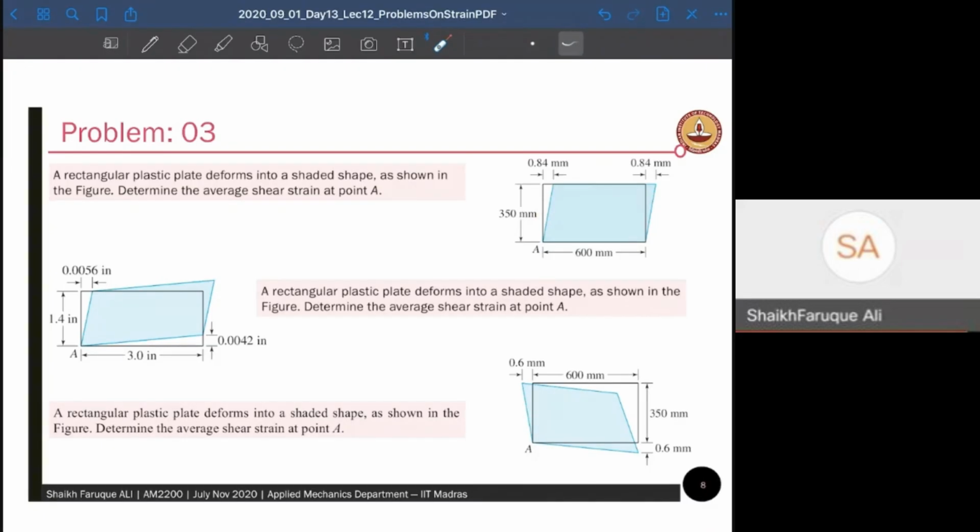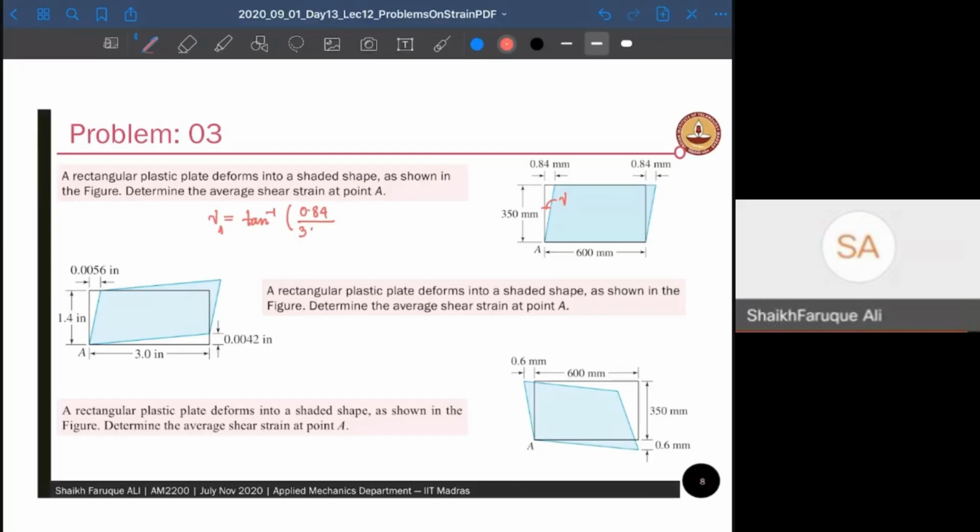Okay, the first problem is very simple, similar to what we have already done. You need to find the change in angle, right? Let's say this is your change in angle, and that is going to be gamma. Gamma at A is going to be tan inverse of 0.84 mm, which is how much the length has changed, over 350 mm. You have to find this in radians, remember. That's going to be your angle, right? So we have learned this already.